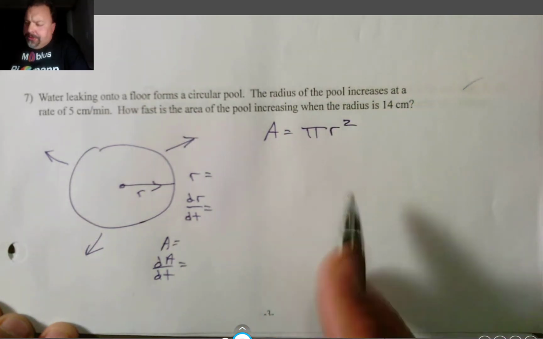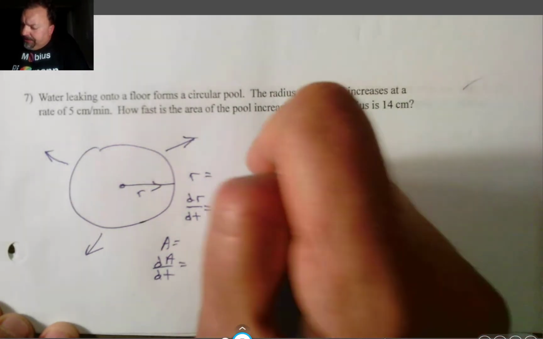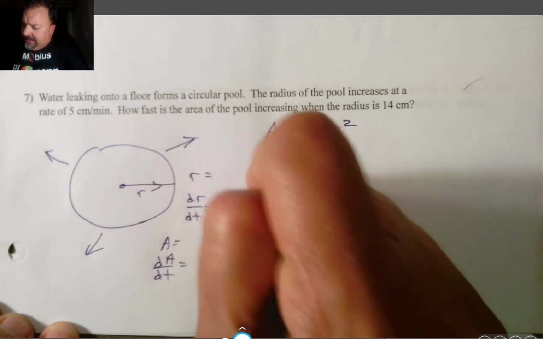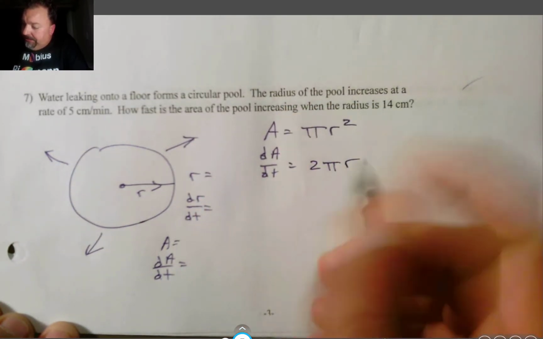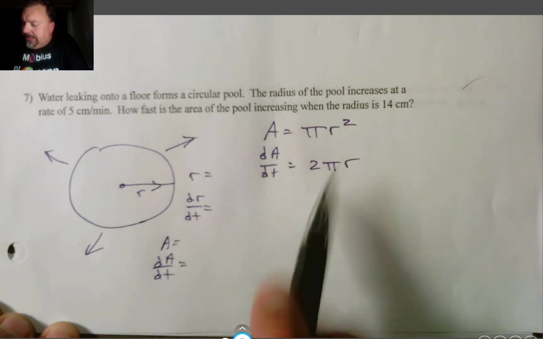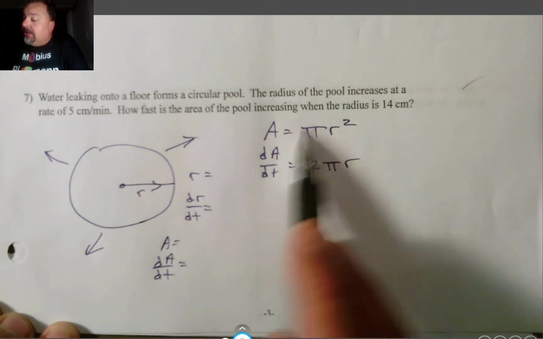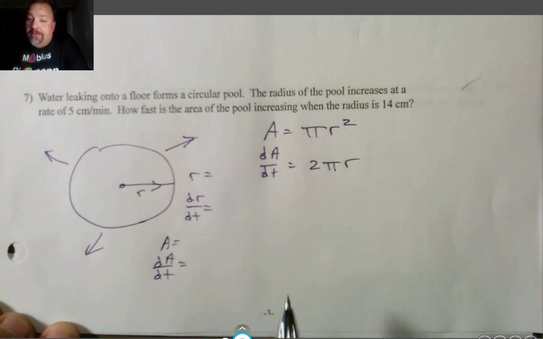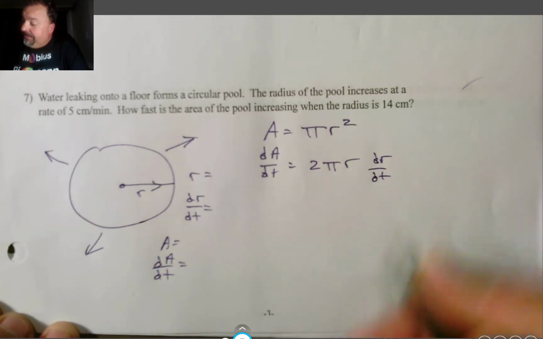Now that we have this formula, we're going to differentiate it with respect to time. So that's going to give us dA/dt is equal to 2 pi r. You might recognize that 2 pi r. That's the circumference of a circle. So it's kind of interesting that the derivative of the area gives you the circumference of a circle. And of course we need a dr/dt here.